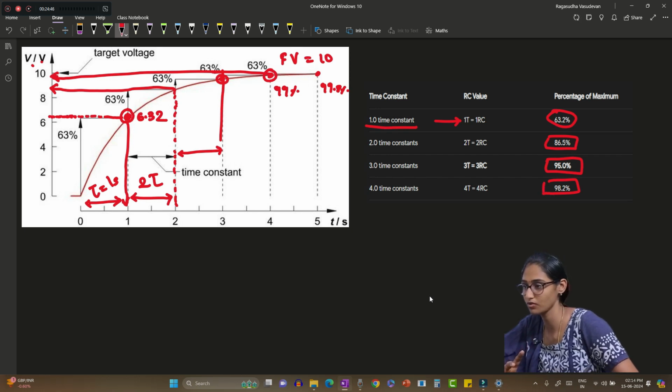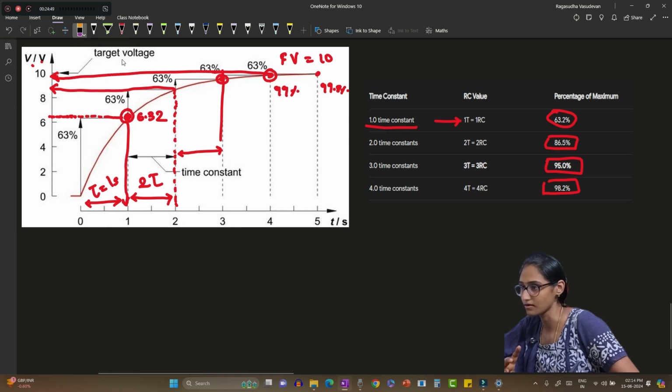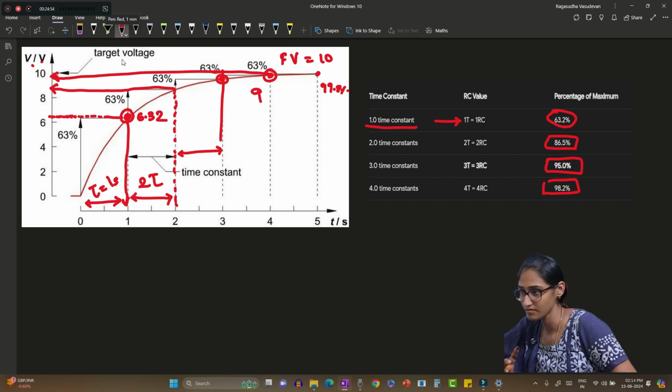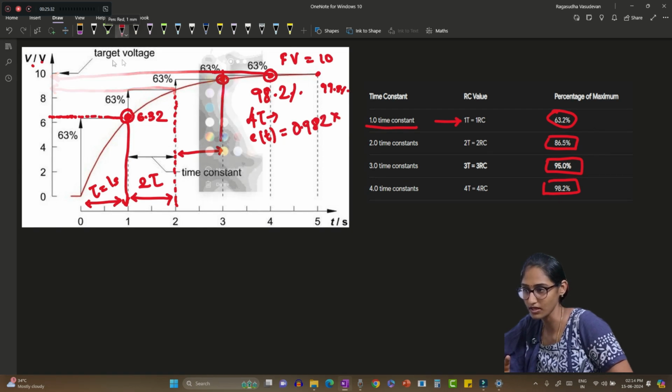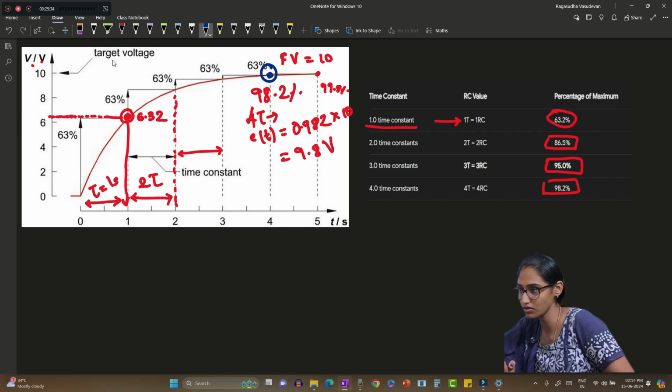It is not 99. I told you it is 99, but it is 98.2. 98.2 percentage. The final value is 10 in this case. At 4 time constants, what is the value of C of t? C of t is equal to 0.982 into 10. Okay, what happens at 4 time constants? What is the response? 98.2% of the final value.